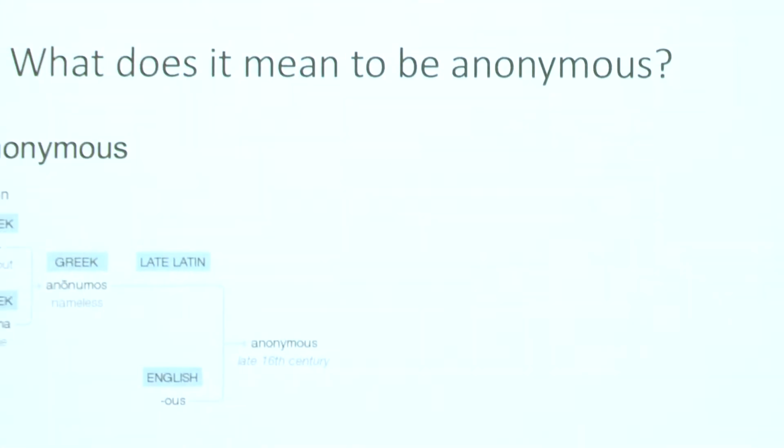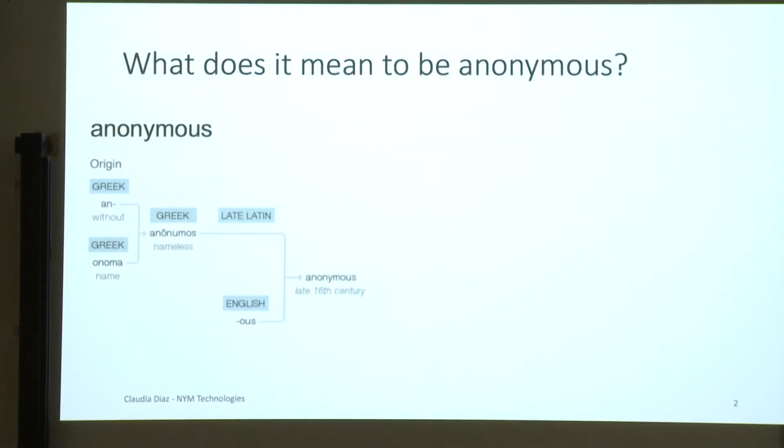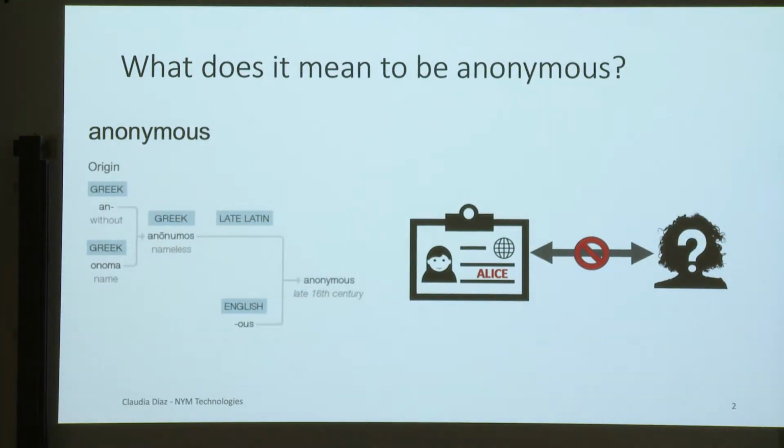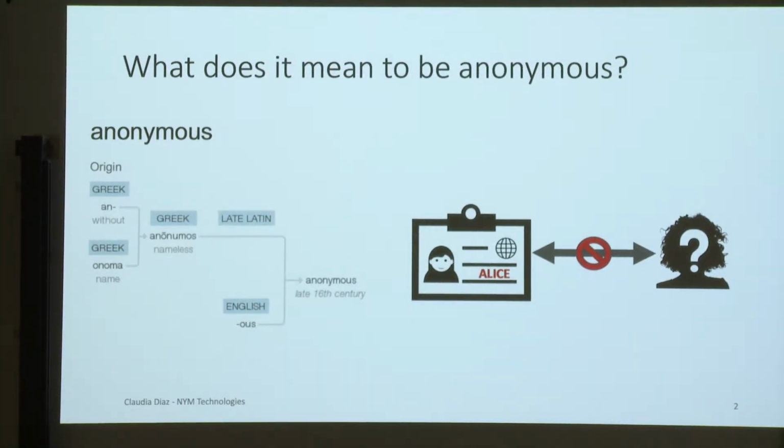All right. So let's start from the beginning. What does it mean to be anonymous? Anonymous is a word that comes from Greek. It comes from the prefix an and the word onoma, and it means without a name. So to be anonymous is to be nameless. Basically, it means that we have some subject to whom we cannot link or attach a name.